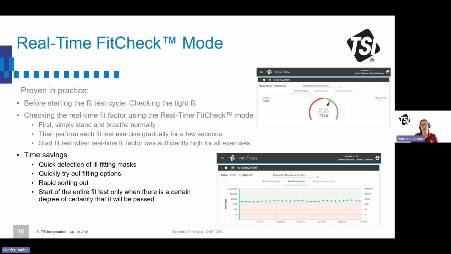You can also use it as a training tool for people who are new to wearing respirators, to say, put it on as you think it's correct, and now I'm telling you what you need to do and how to do it correctly. And they can see live how the fit changes, for example, from red to green. So that allows you time savings by quick detection of ill-fitting masks, trying out different fit options and rapid sorting out. And then you only need to start the real fit test if you have a certain degree of certainty that the fit test will pass.